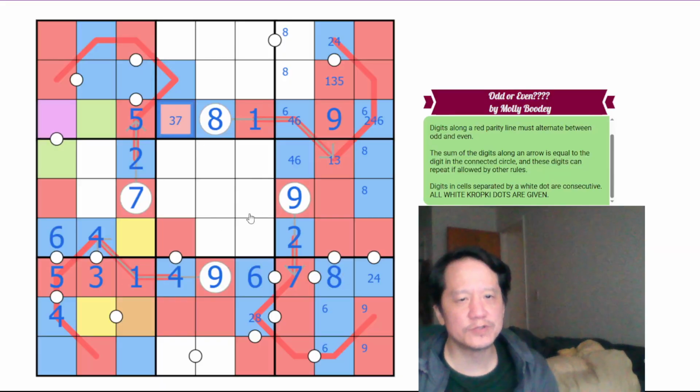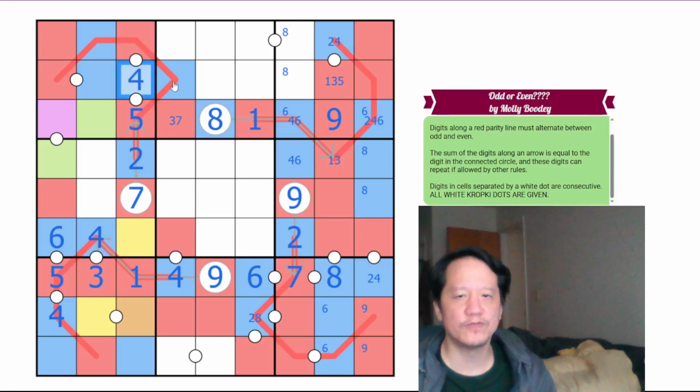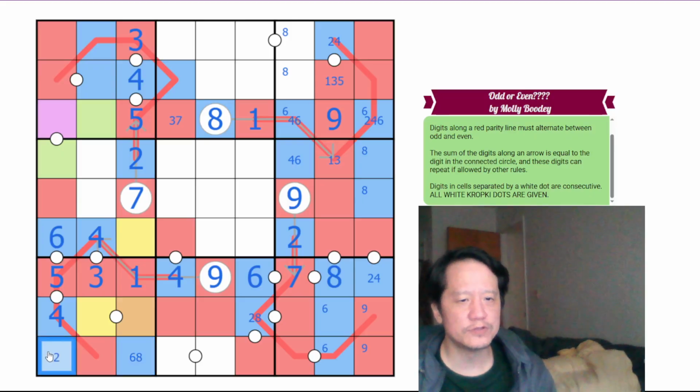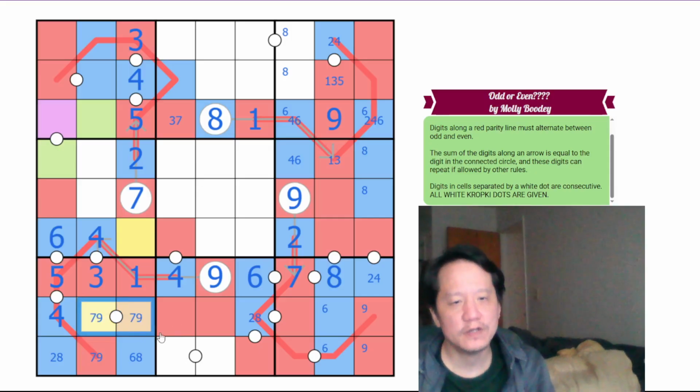This is 3 or 7 here. 5 cannot go to 6 and 7, so this must be 4 and 3. That means this is 6 or 8 here. This is 2 or 8 here. This has to be 7 or 9 here. This is 7 or 9. So it's consecutive with 6 or 8 here. This can't be 7.